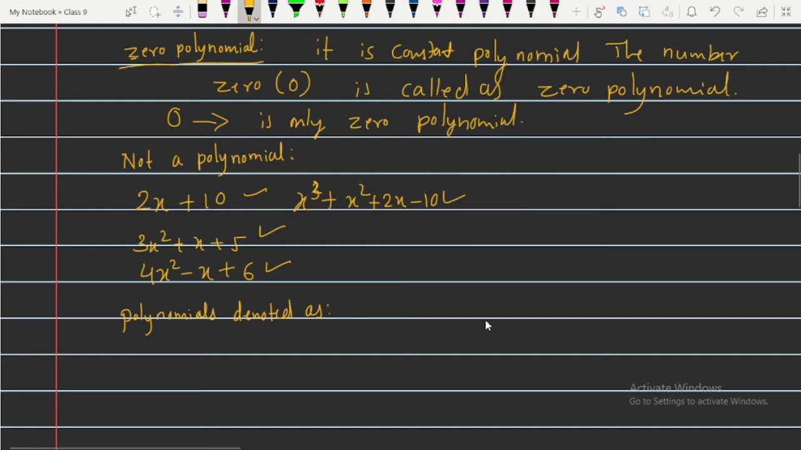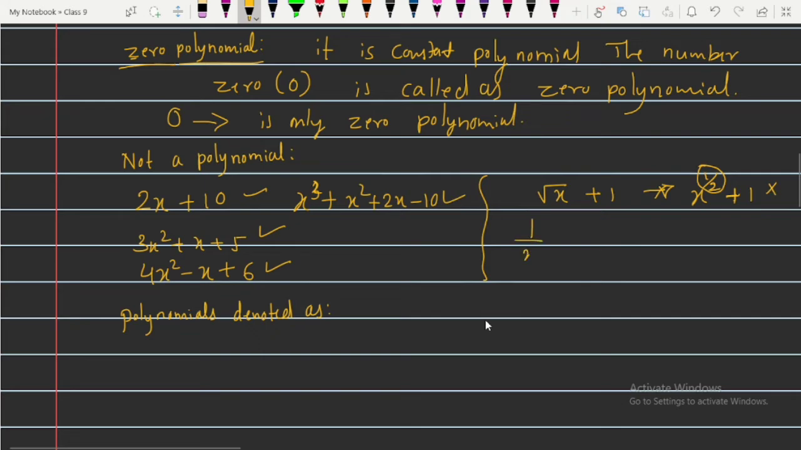For example, root x plus 1 is not a polynomial because of the power of the variable. If you write the root in another way, that is x raised to 1 by 2, it becomes x raised to 1 by 2 plus 1. So the power of the variable here is half. So this is not a polynomial.